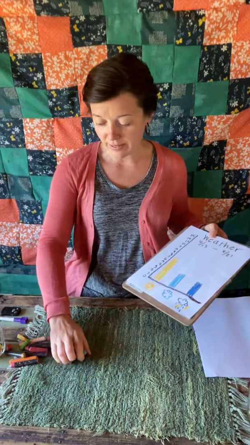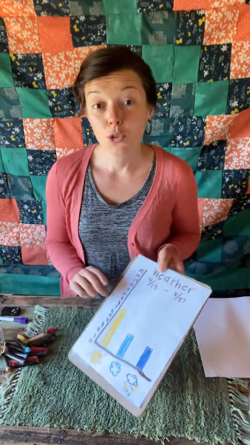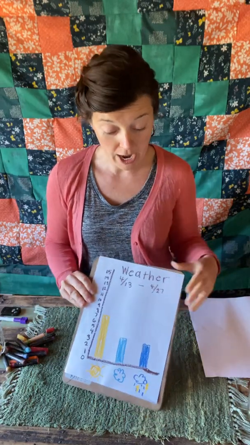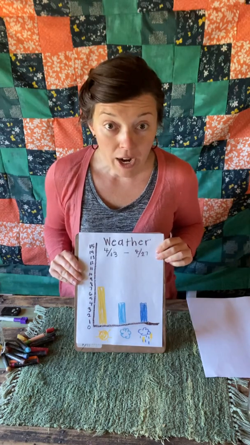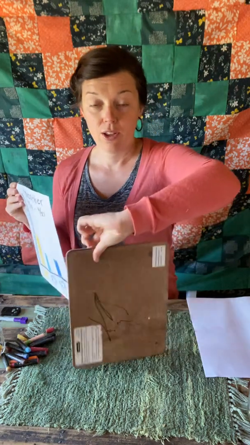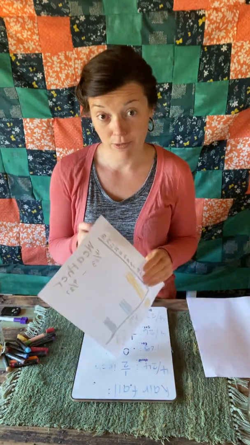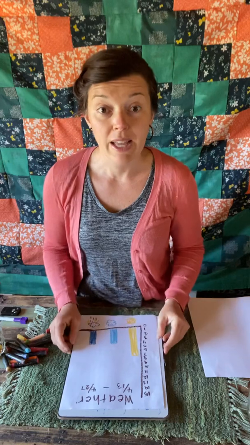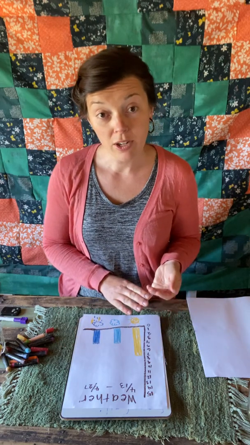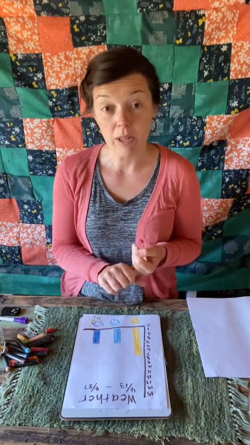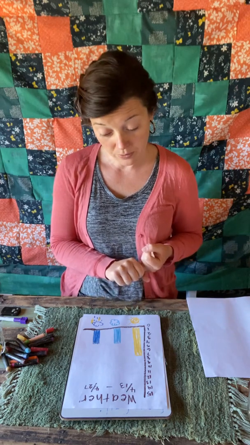Your assignment is to make 2 more bar graphs. One bar graph will have the rainfall information, and the other bar graph will have the temperature information. And I would like to see these. I would love to see these on our Facebook page, or I would love to see these in a picture that you want to send me.